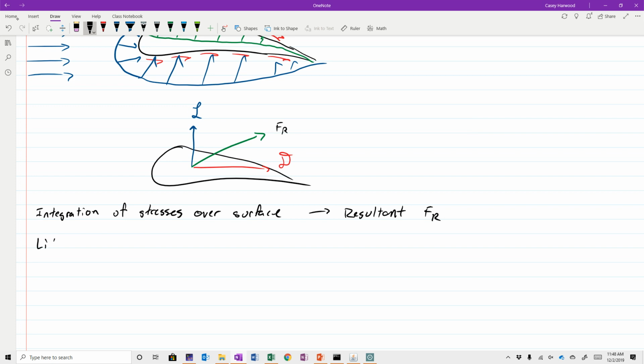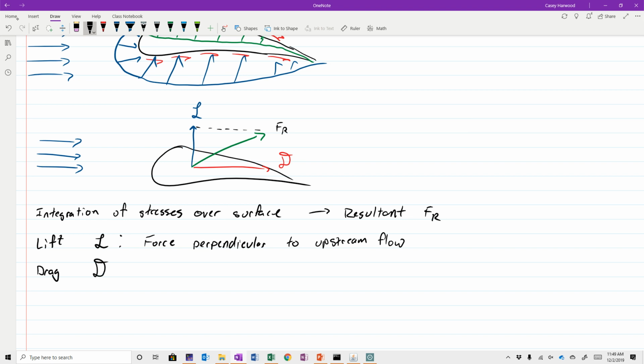And then the lift, which we indicate through this script L, is defined as the force acting perpendicular to the direction of the upstream flow. Okay, so with the flow coming in horizontally here, the lift is that component of our resultant force that acts normal to it. And the drag, script D, is the force acting parallel to the upstream flow.